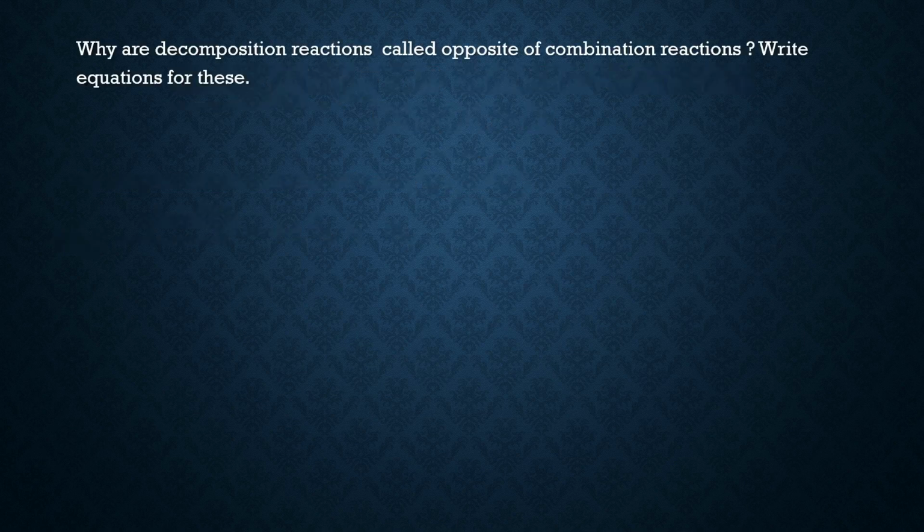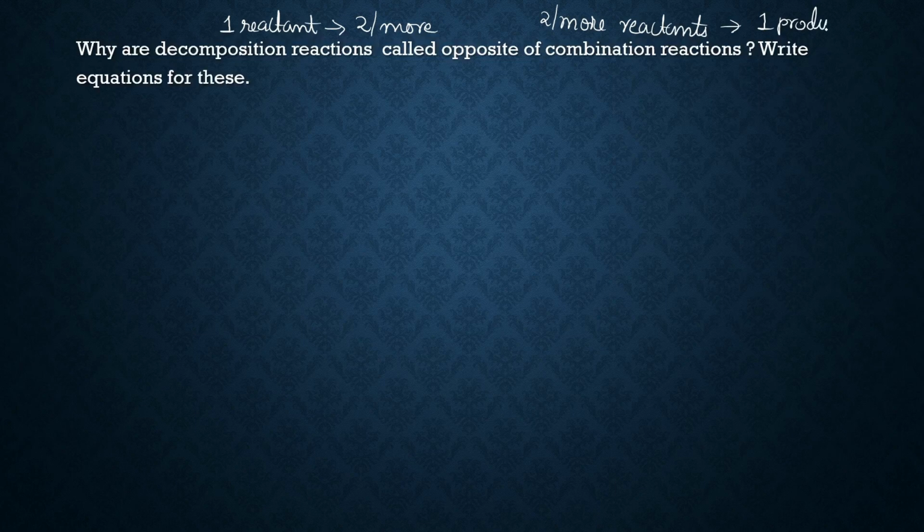Now, okay, we have a few questions here. Why are decomposition reactions called opposite of combination reactions? In a decomposition reaction, you just have one reactant which decomposes to give you two or more products. But in case of combination, it's just the reverse. Two or more reactants can be there, but they react to give just one product. So this is the unique thing about this. Both are opposite to each other. So write equations. We have many examples, you can give a few random examples.